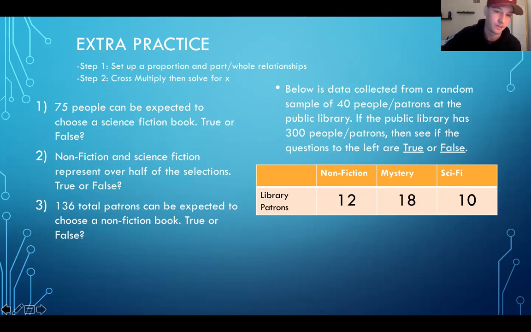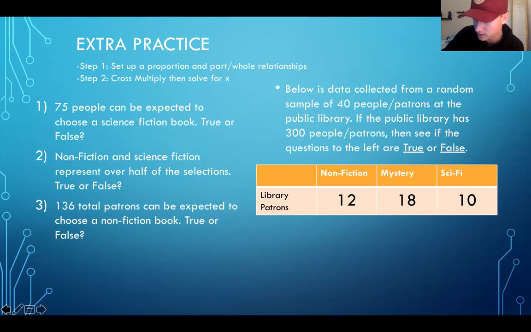that is true. For the last one, 136 total patrons can be expected to choose a nonfiction book, true or false? Well, this one is just similar to number one. We're just going to set this up in the same way, but we're going to do it with nonfiction instead of sci-fi. So we're going to put 12 over 40, 12 out of the 40 surveyed. And we're going to put x over 300 because there were 300 people. And then we're going to solve with simple cross multiplication as we did before.